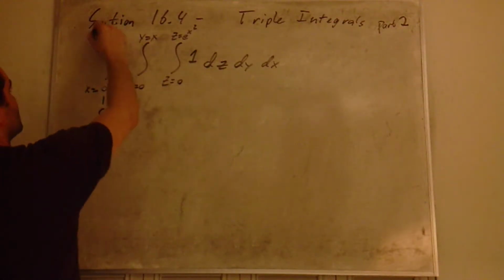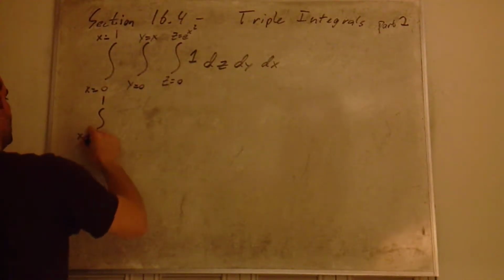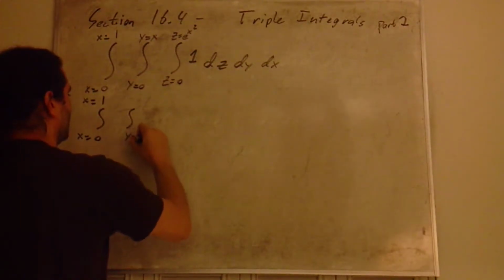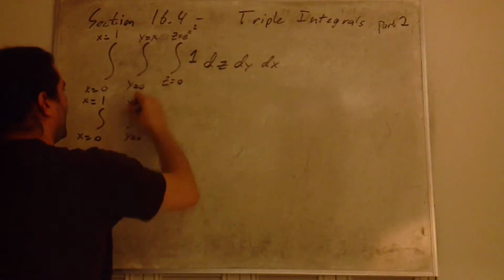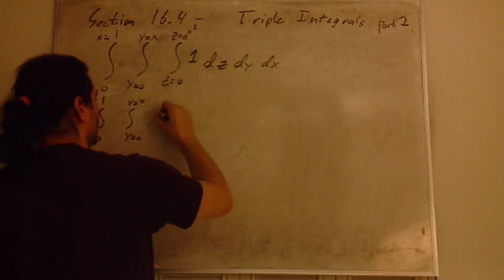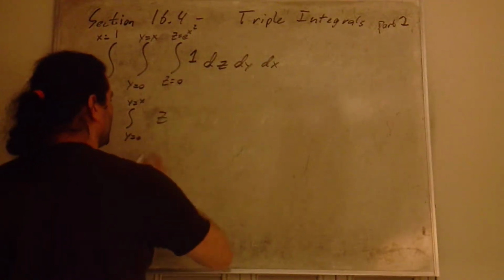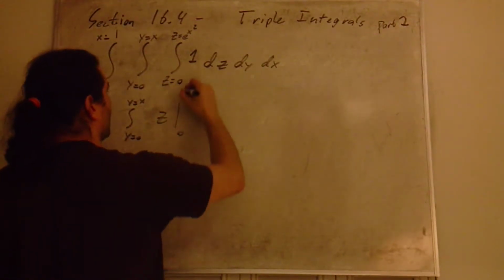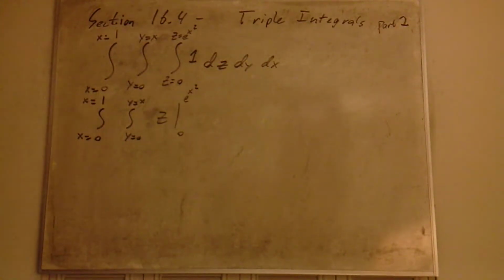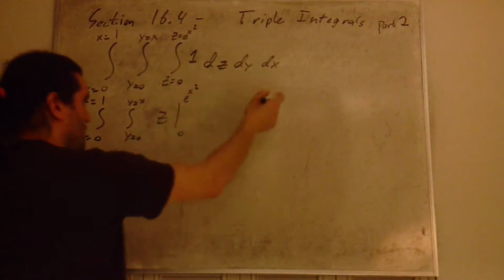These are x's. X goes from 0 to 1. Y goes from 0 to x. Z we have just integrated. The integral of 1 dz is z. We're evaluating that at 0 and e to the x squared. And our dy and our dx will hang out.